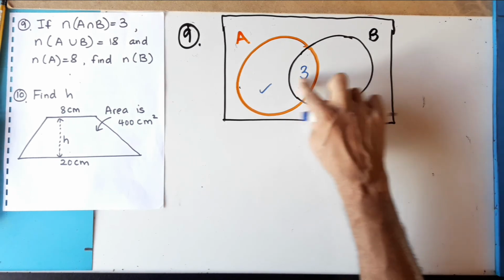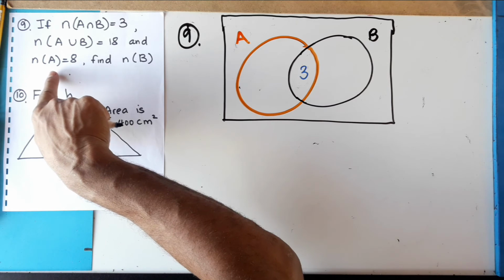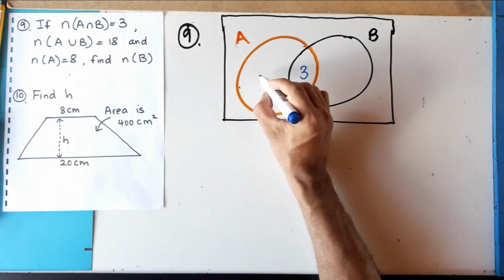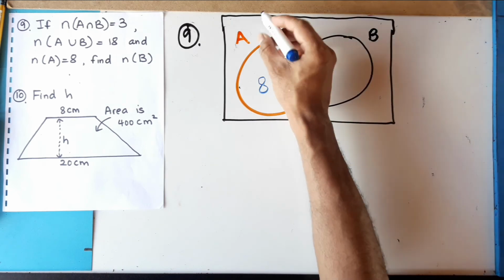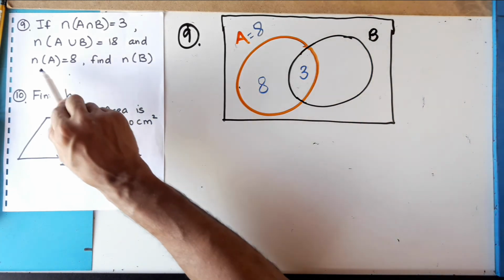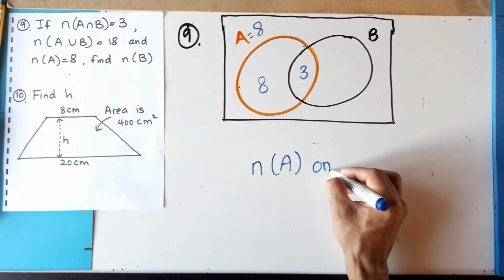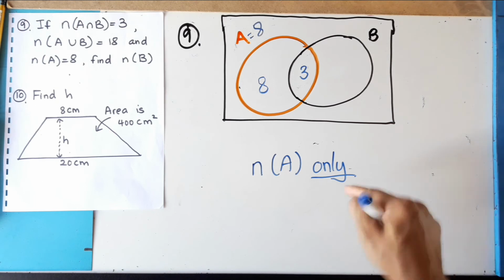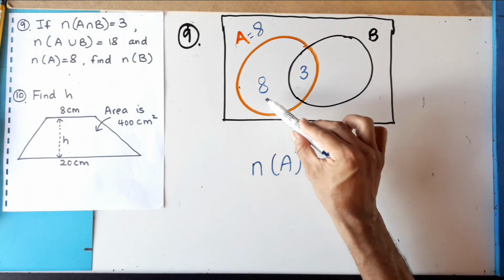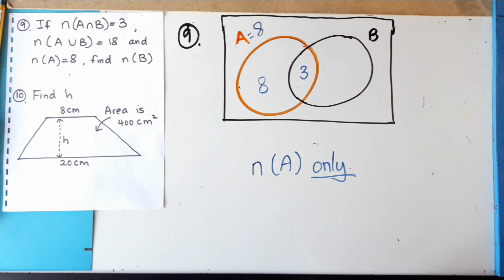Right, so I'm going to remove these sticks. And the number of items in A is 8. Now, you've got to be careful. Does that 8 go inside or does that 8 go outside? If they said the number of items in A only, and they use the word only, then the number goes inside. And that 8 would represent only up to the boundary. It will not include the 3.